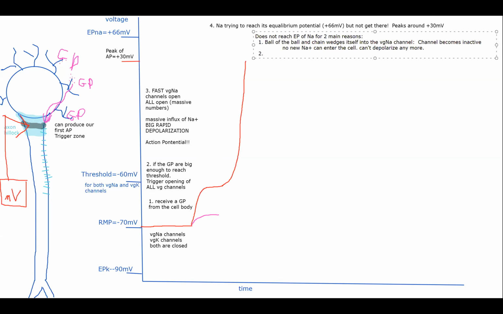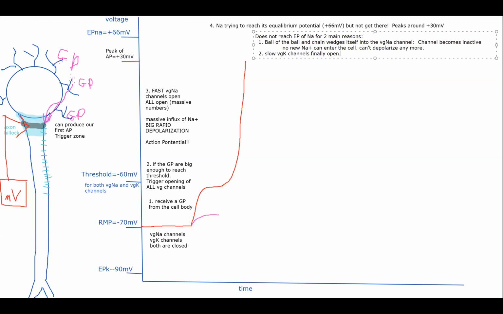Remember, way back down here, we pass threshold, and threshold is when all of our voltage-gated channels open. So the second thing that happens is those slow voltage-gated potassium channels finally open. Took them a while to get there, but they finally opened. And let's think of the state of the cell at this point.